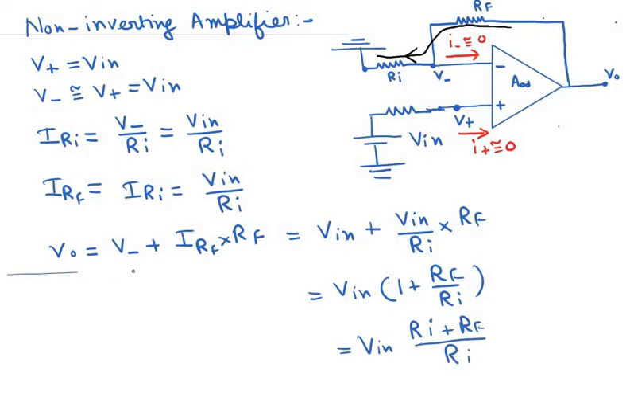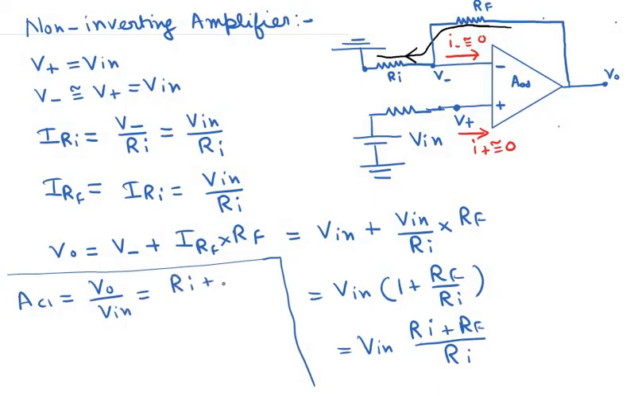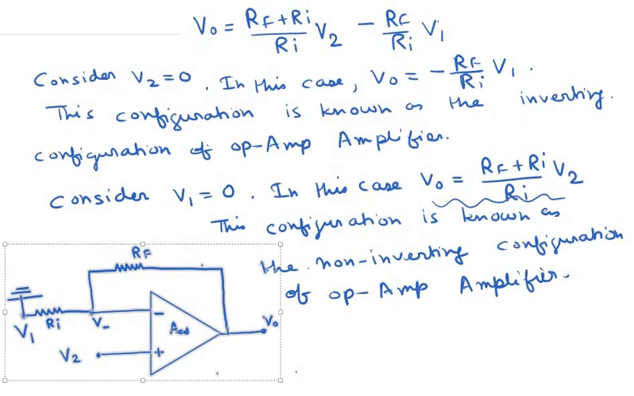Okay, so now the closed loop gain of the amplifier ACL is basically equal to V0 divided by V in, which is equal to Ri plus RF divided by Ri. Okay, so this formula actually we have seen earlier when we derived this equation in a lengthy way. So this is the same formula as that one.